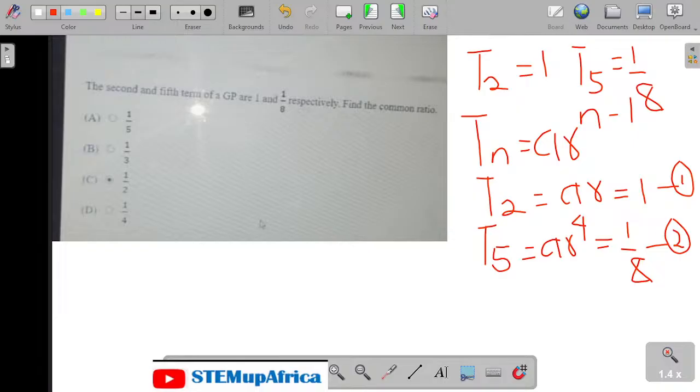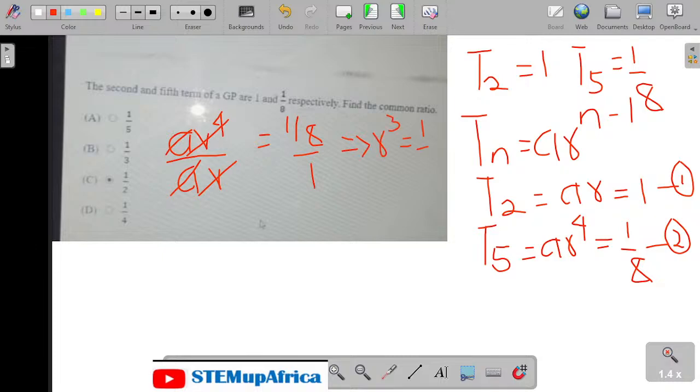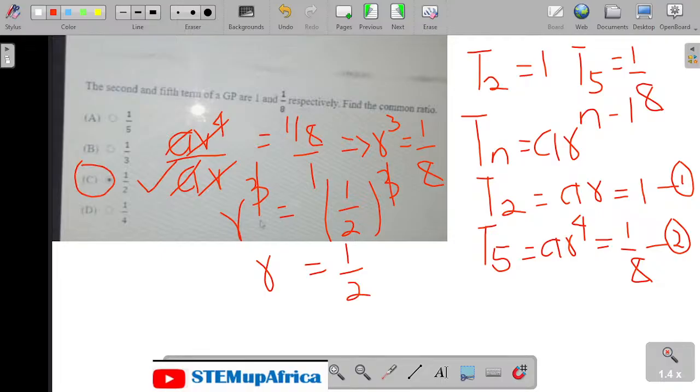So I'll use equation 2 to divide equation 1. If that happens, that will give us a r raised to the power 4 over a r is equal to 1 over 8 over 1. So a can cancel a. r can remove one r from here. So how many r are we left with on the left hand side? r raised to the power 3. 1 over 8 divided by 1 gives us 1 over 8. So I can express 8 as a power of 2. How many 2s will give us 8? 3 of them: 2 times 2 times 2. So I'm going to have r raised to the power 3 equals 1 over 2 raised to the power 3. So 3 can cancel 3. So my r is simply 1 over 2, which is option C.